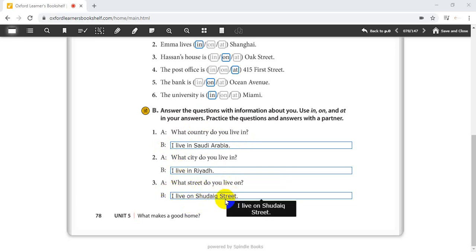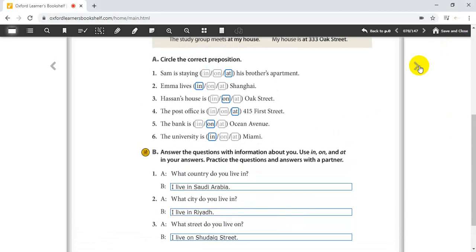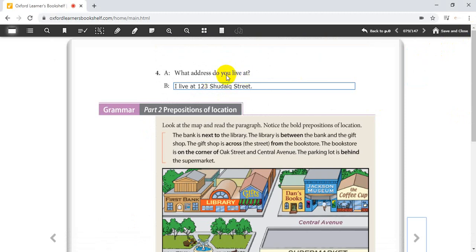Now remember, Shadaik Street is a proper noun. It's the name of a street. So the first letter will be capital. Please don't forget the rules of capitalization. Okay. What address do you live at? I live at 123 Shadaik Street.